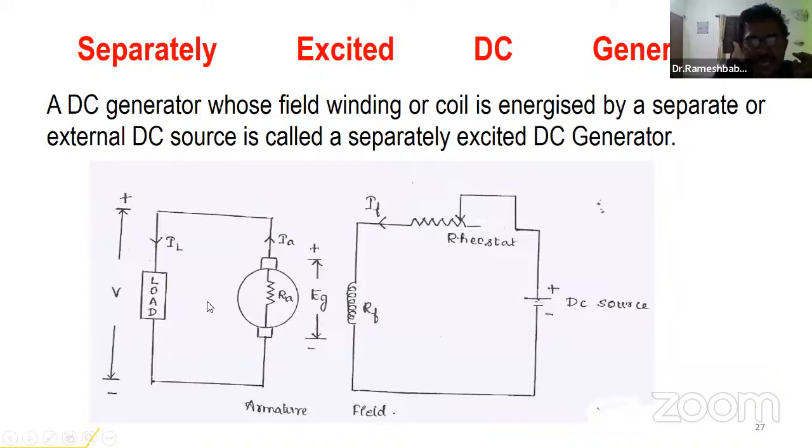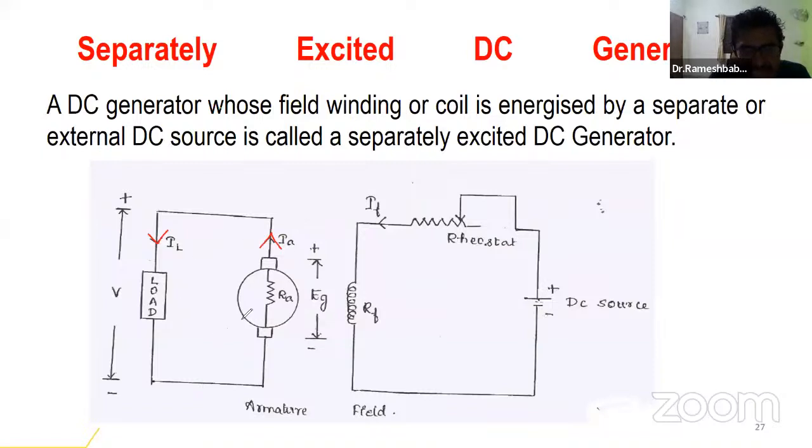So in this diagram you see here the load, which is connected to the armature. This is called IL, the load current. The armature current which is generated is called IA. So IA and IL both are the same. So you need to write first IA is equal to IL. Clear?